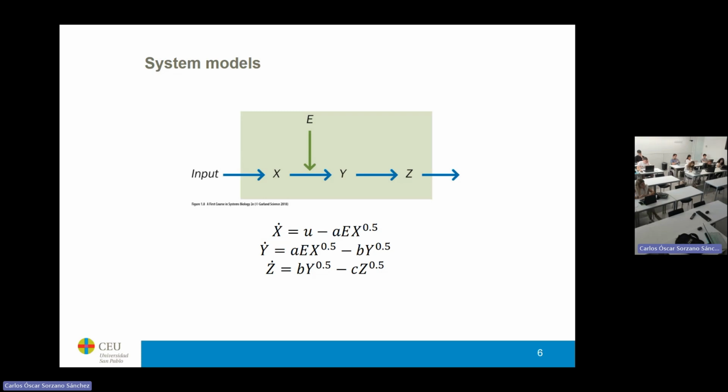Okay, so there are two important patterns here. One is that a negative sign in one is a positive sign in the next one. So whatever disappears from X has to appear in Y. Whatever disappears from Y has to appear in Z. And the other pattern is this probability of binding. So whenever there are two molecules that are interacting, typically this is modeled in this way. So the higher E and the higher X result in a higher probability of binding.